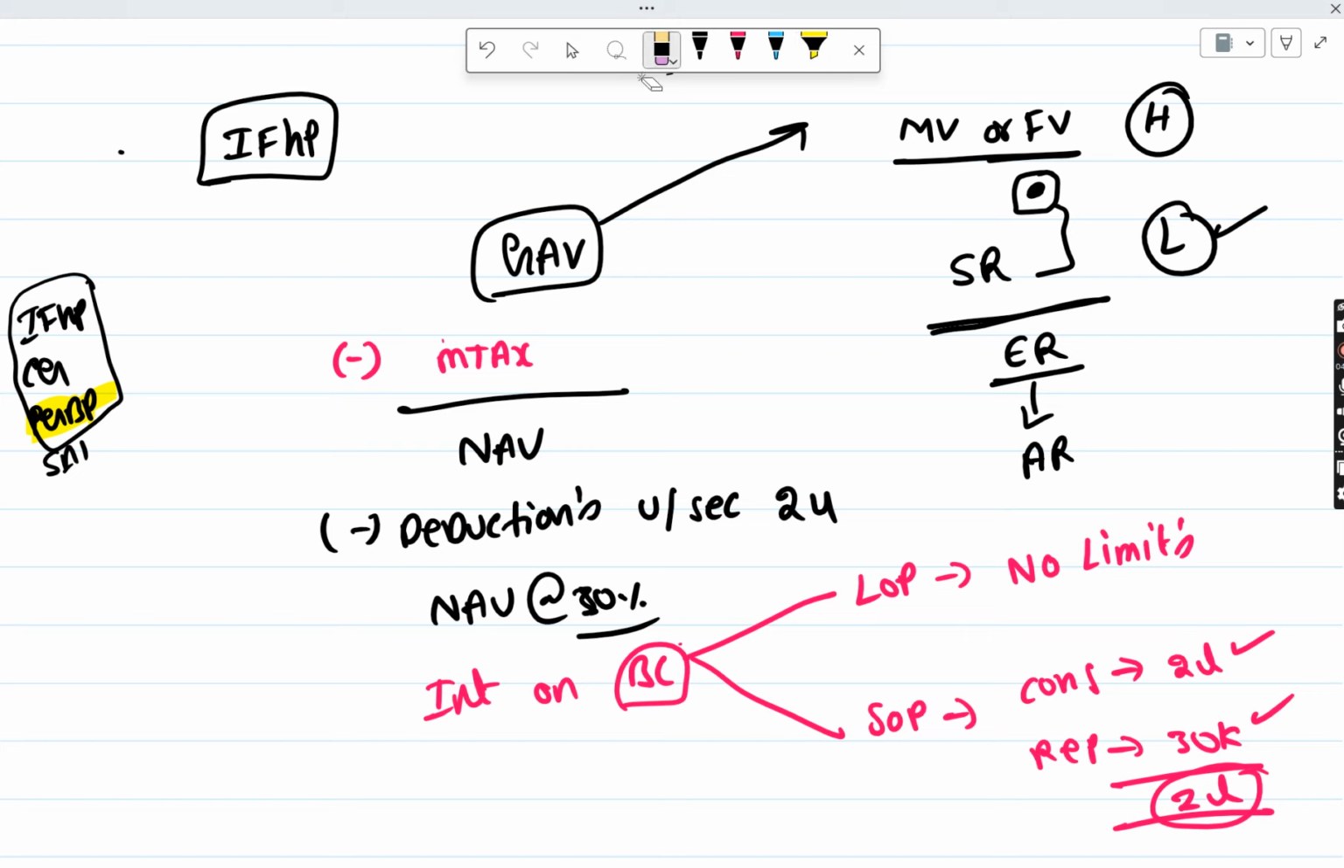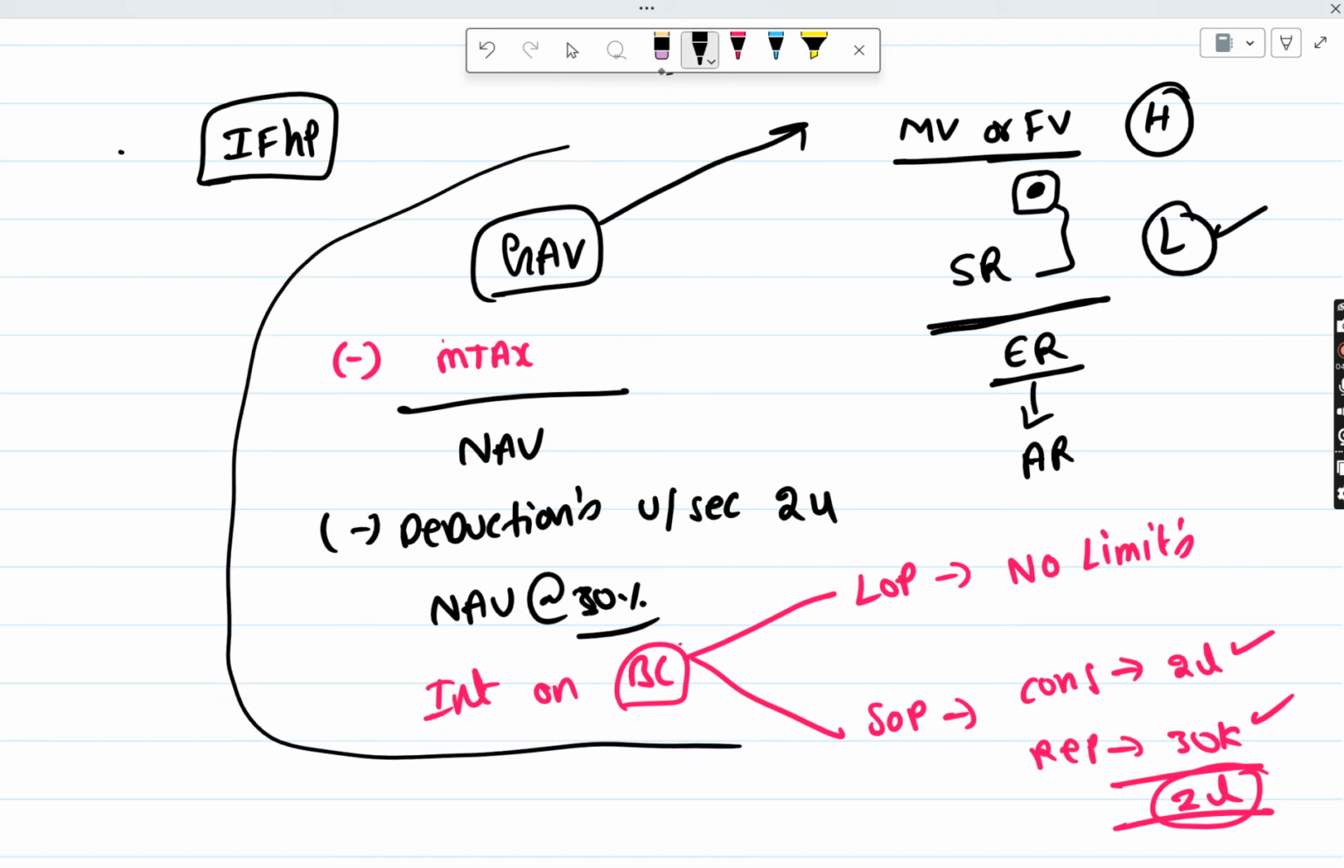They would have given the format in the beginning itself. You need to stick to the format whenever you are doing a question. Here in IFHP it's a very easy one. This is the format. Then finally, after doing all these deductions, you will get IFHP.